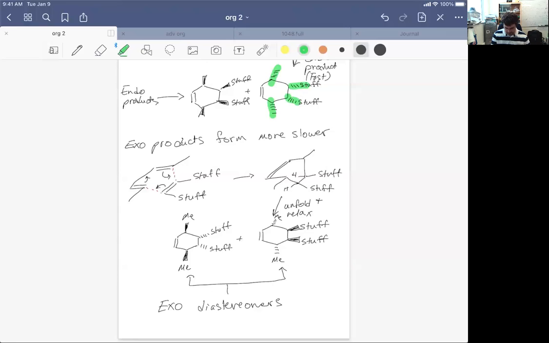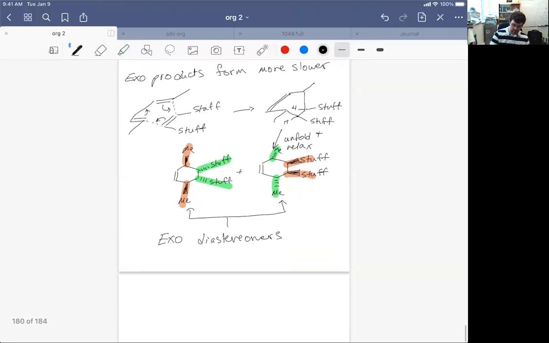Now let's look at the exo product. The methyl groups are either both the same, but then the stuff is flipped, which I'll highlight in red, or the methyl groups have flipped, but the stuff has stayed the same. My point is, in the exo products, we flip some of the wedges to dashes and some of the dashes to wedges, but not everything. As a result, we can't say they're enantiomers. Enantiomers is everything. Diastereomers is some, but not all. If none are being flipped, then they're just the same molecule. Okay, so the exo diastereomers are shown there.